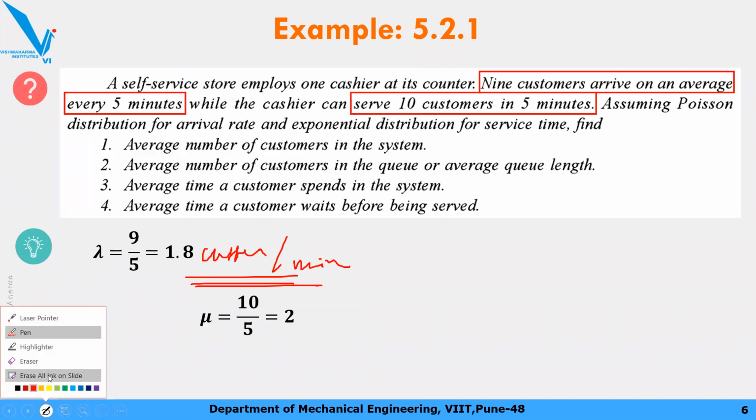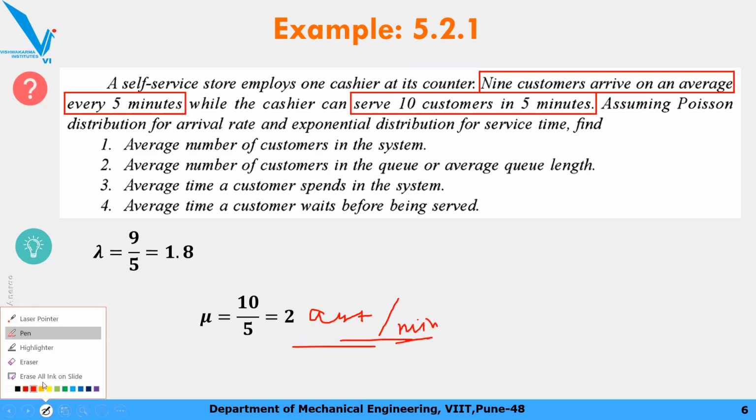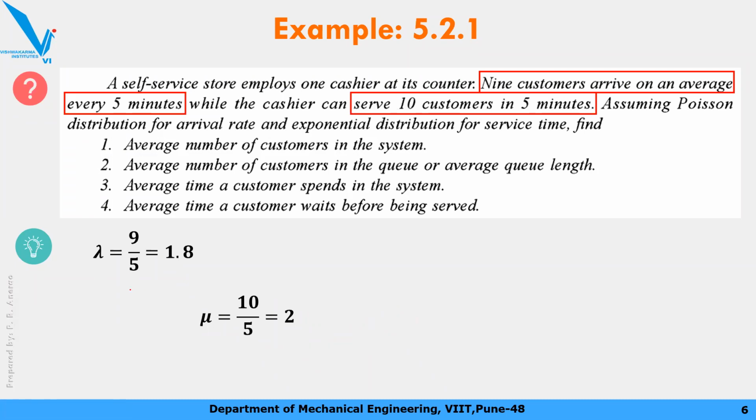So mu is equal to 10 divided by 5, 10 customers per 5 minutes. So that means the service is given to 2 customers per minute. So this is the service rate. Now you know lambda kitna hai, mu kitna hai.